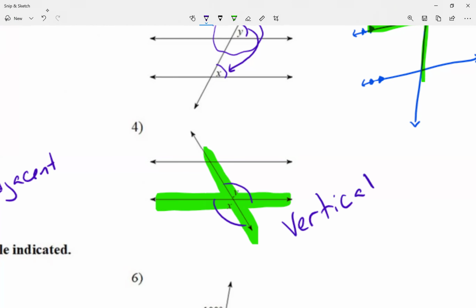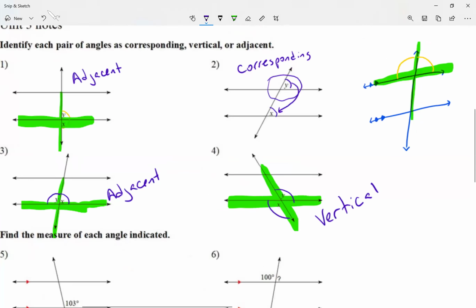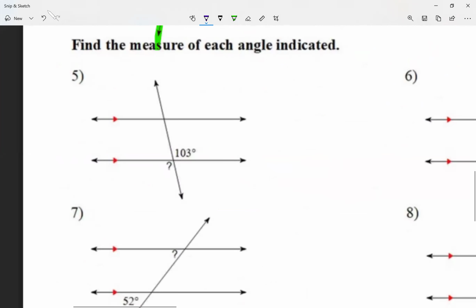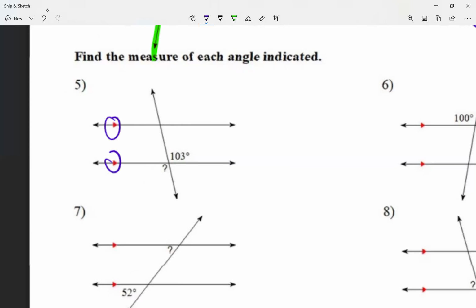So part of my homework will be just to identify whether they're adjacent, corresponding, or vertical. Then I'm going to be dealing with the measurements. You guys see how questions 5 through 8, this red mark, these are basically just to identify that these two arrows are parallel, and I see there's a transversal. I can see these angles right here are vertical.